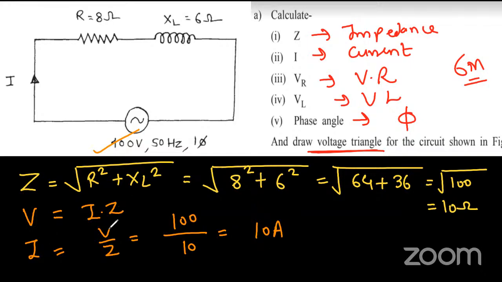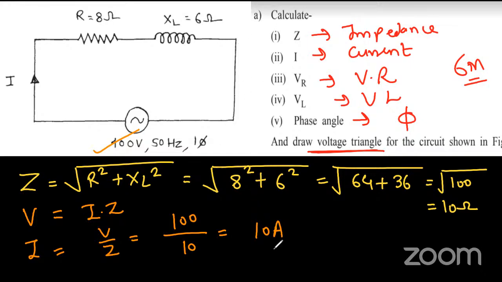V is equal to IZ, Ohm's law. This is total resistance. I is equal to V upon Z, with V as 100 and Z as 10. So it's 10 ampere. The current is 10 ampere.